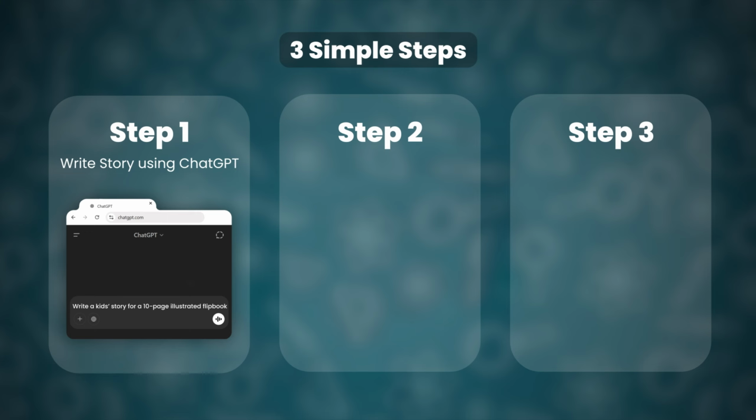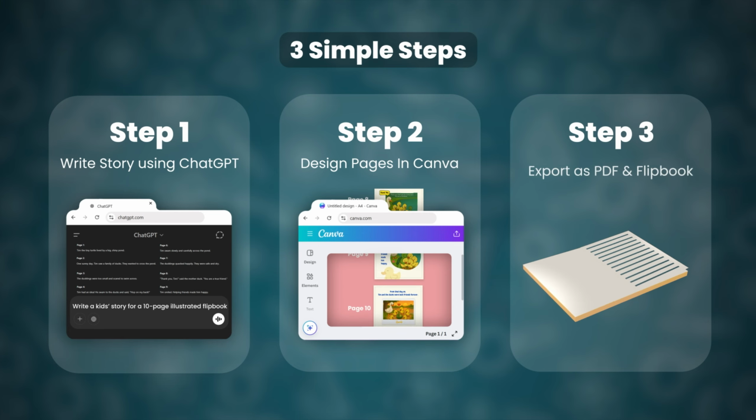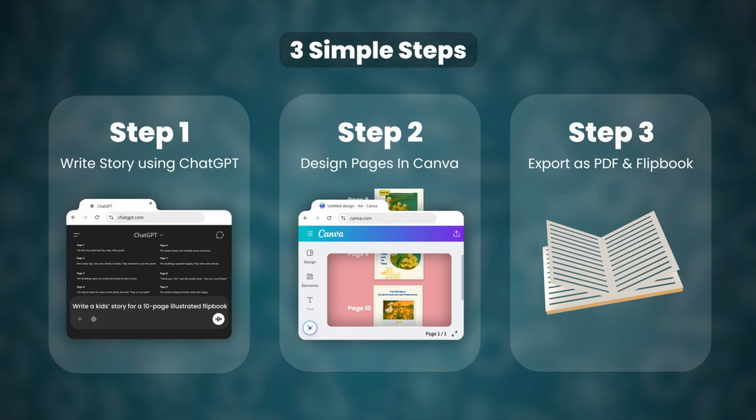We will create this storybook in 3 simple steps. First, we will write a kid's story using ChatGPT. In the next step, we will design and create the multiple pages of the storybook. In the last step, we will create a PDF to print and a flipbook.